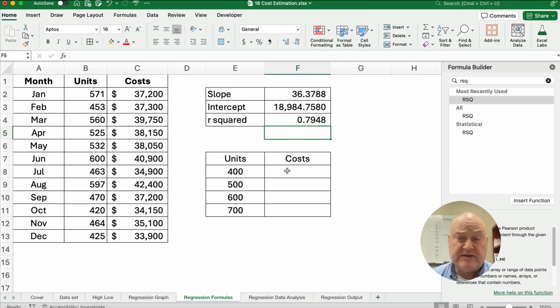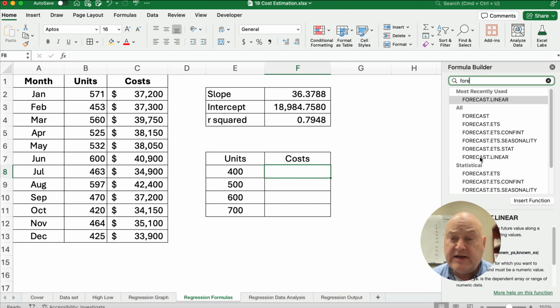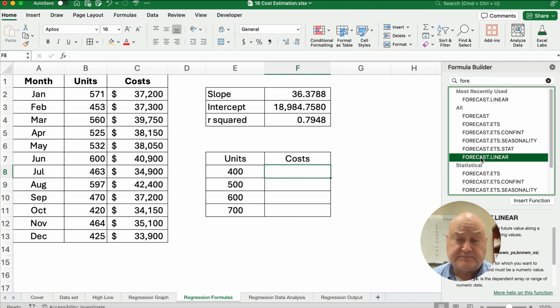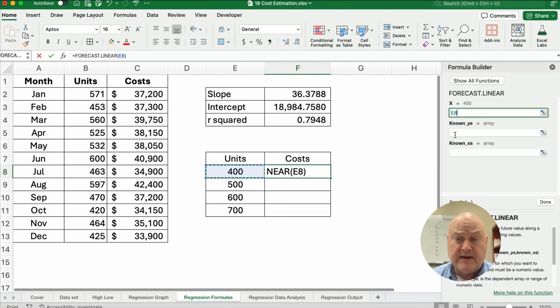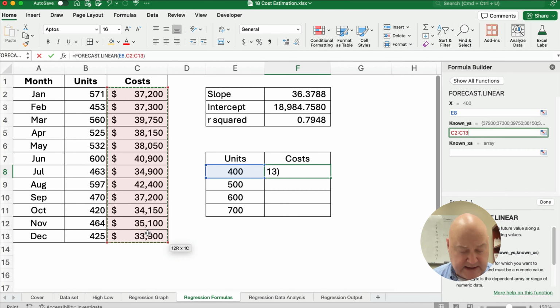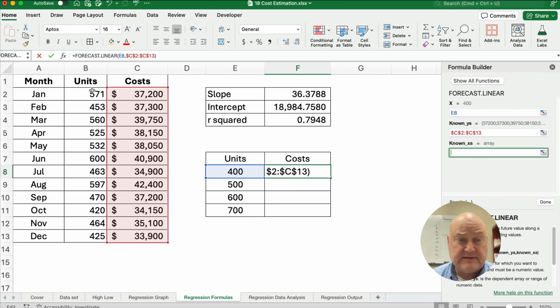Now, one thing we can do is use a forecast linear. With forecast linear, we need to forecast a straight line. If we forecast a straight line, we can plug in 400 or 500 or 600 or 700, and based on this cost equation, it will give us the estimate for cost. So let's do this. We need to plug in 400 here and all the y's. Now I need to make these absolute, so I'm going to do F4. And all the x's, I need to make absolute, so I'm going to do F4.